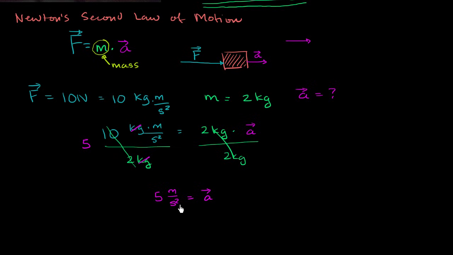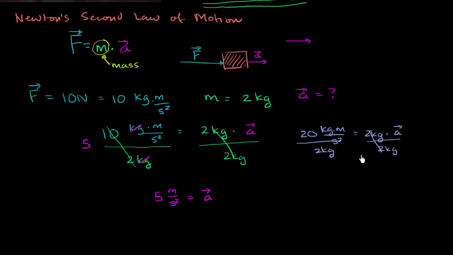Now, just for fun, what happens if I double that force? Well, then I have 20 newtons. I'll actually work it out. Then I have 20 kilogram meters per second squared is equal to 2 kilograms times the acceleration. Divide both sides by 2 kilograms.